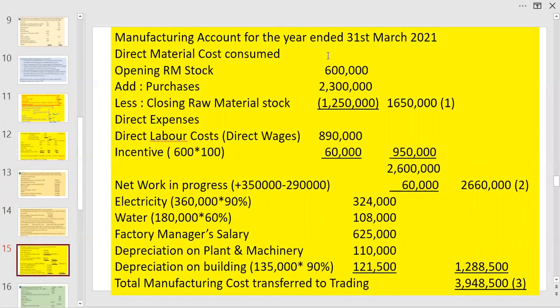1, giving the raw material consumed. 2, prime cost. 3, total cost. Note, the incentive of 60,000 is added to the direct labor cost of 890. Okay, now let's move on to the next question.